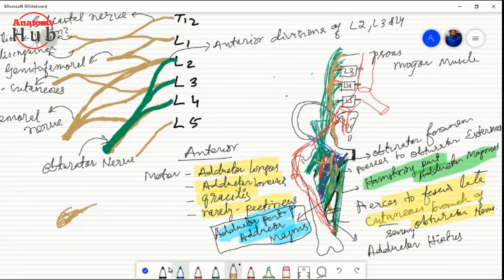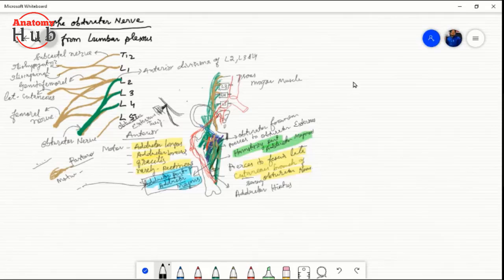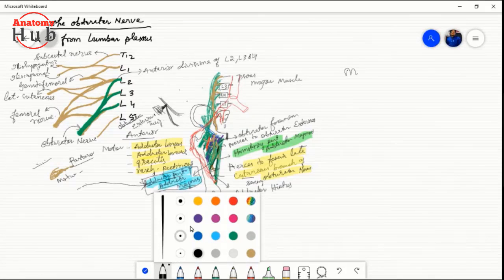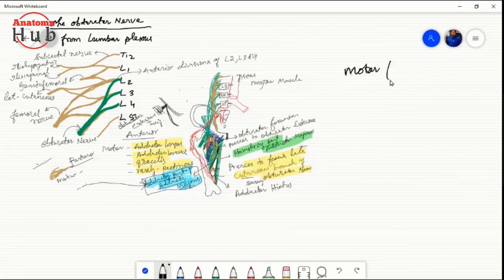So the posterior division gives motor supply to the obturator externus muscle, and another to the adductor part of the adductor magnus muscle. The motor function: the obturator nerve innervates all the muscles of the medial compartment of the thigh, except the hamstring part of your adductor magnus, because this hamstring part is innervated by the tibial nerve.